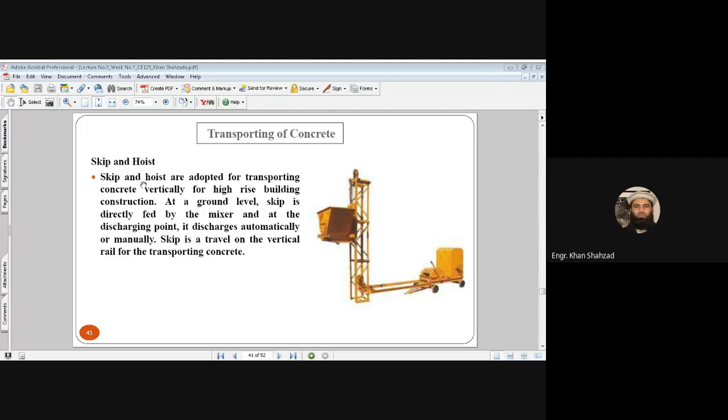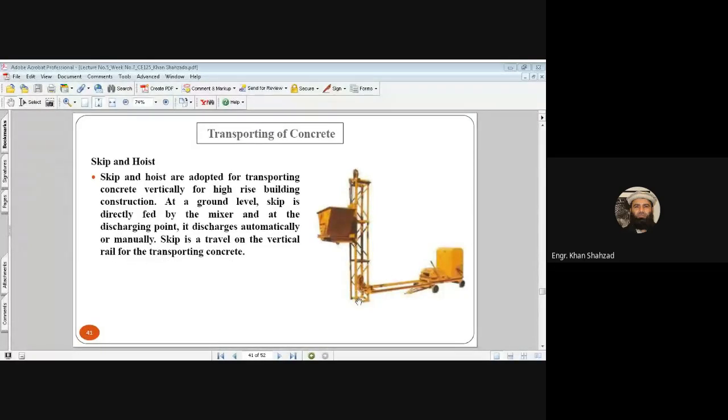Maybe you have seen such a system when the people are making the slabs or the lintel, the skip and hoist. This is called skip, and this whole operating system is called hoist. They are adopted for transporting concrete vertically for high-rise building construction. At ground level, the skip is directly fed by the mixer, and at the discharging point it discharges automatically. It has a handle over here, with the help of which you can operate it automatically or manually. Skip travels on the vertical rail for transporting concrete.